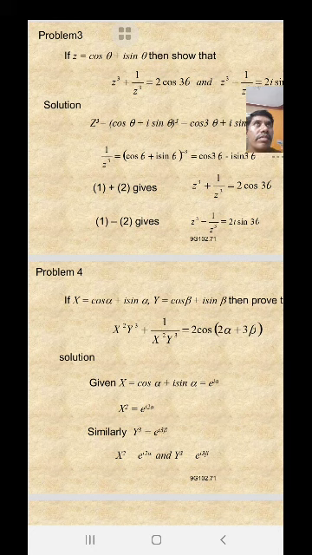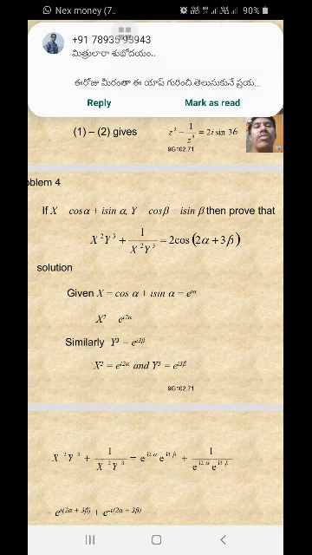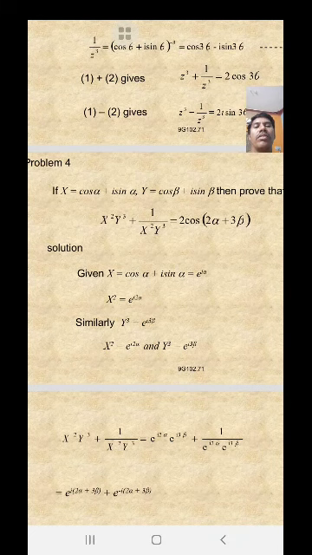See next question. Problem number 4. If, that is the condition, capital X equals cos alpha plus i sin alpha, y equals cos beta plus i sin beta, then prove that x square y cube plus 1 by x square y cube equals 2 into cos of (2 alpha plus 3 beta).